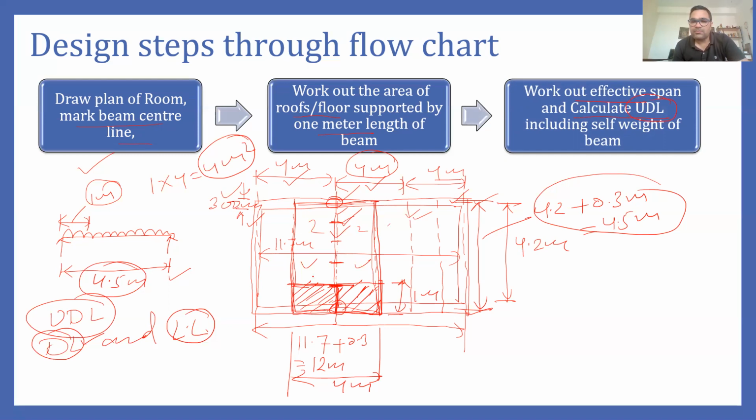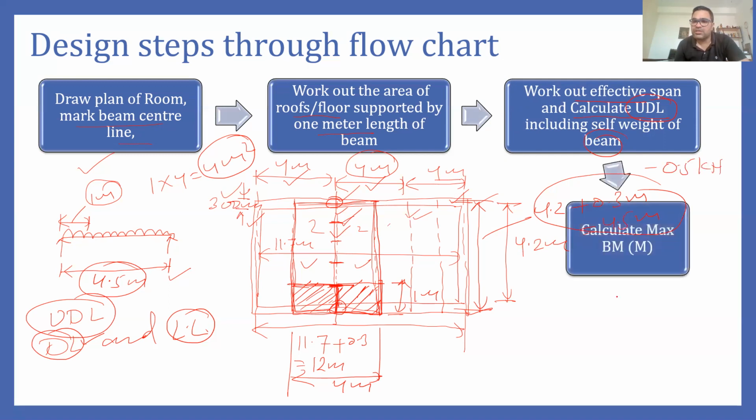And for the self weight of beam, as we don't know the dimensions of the beam, we can assume the self weight of beam to be around 0.5 kilonewton. So that is our third step. Then in the fourth step, once we get the load, we will find out the maximum bending moment.